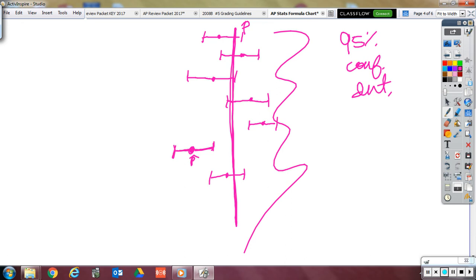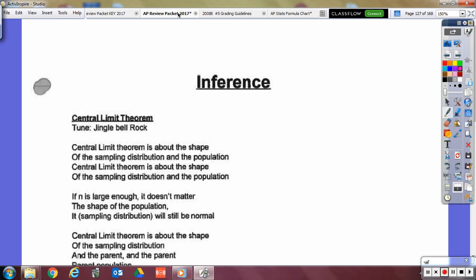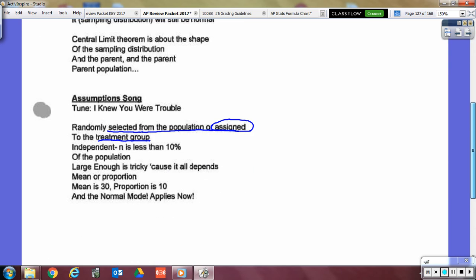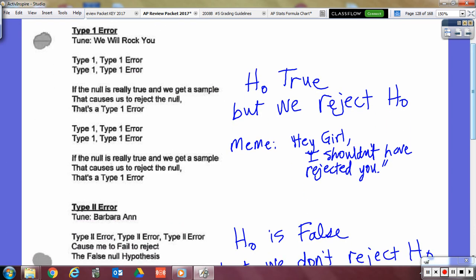All right. Let's go to the songs now and kind of talk through those. You know the central limit theorem, we've already done that, and the assumption song, we know that. Okay, type 1 error. Let's review type 1 error. If the null is really true, but we get a sample that causes us to reject the null, that's a type 1 error. So the null is true, but our sample misleads us and we reject it. The meme that I've shown for that is Ryan Gosling. He says, "Hey girl, I shouldn't have rejected you." He's making a type 1 error.